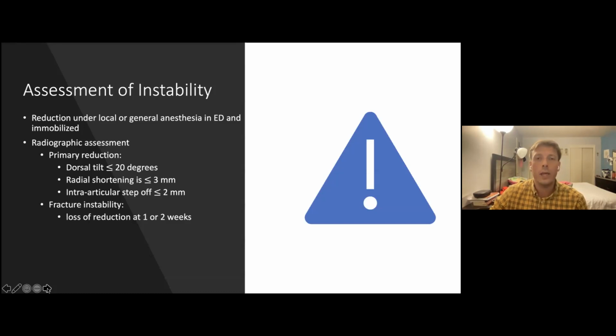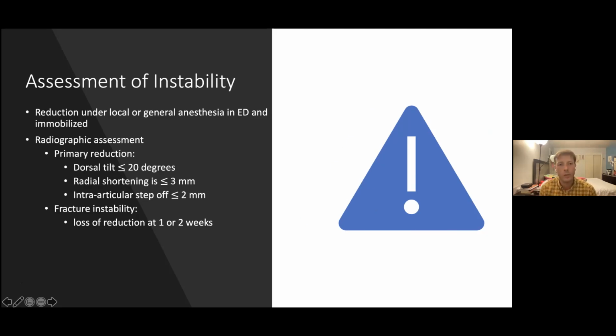So just as a coverall, the assessment of instability. When you have a distal radius fracture, the recommendation is to reduce under local or general anesthesia in the ED and then immobilize. In primary reduction, we determine that the fracture has been reduced if the dorsal tilt is less than 20 degrees, radial shortening is less than 3 millimeters, and intra-articular step-off is less than 2 millimeters. Fracture instability is a loss of this reduction at 1 or 2 weeks.